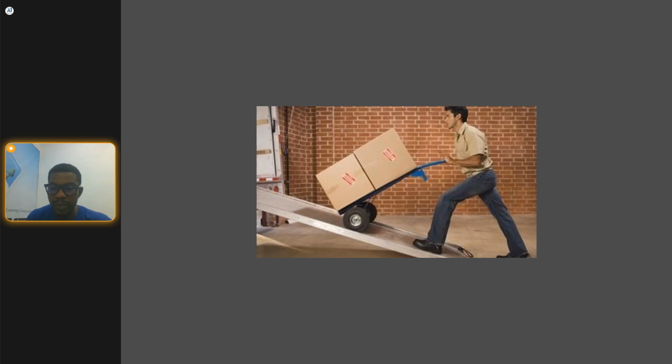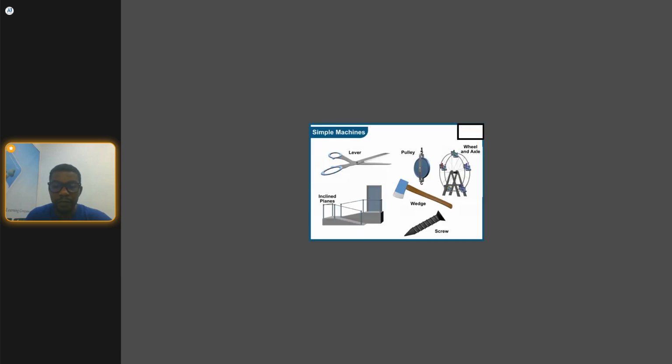Okay, so let's proceed to the next. We have types of machine, which we are going to be discussing one after the other. Types of machine, and a summary of it.